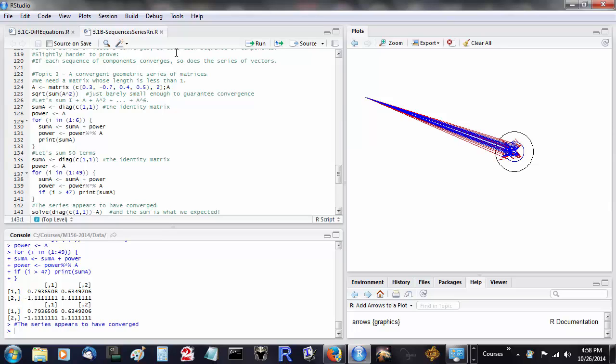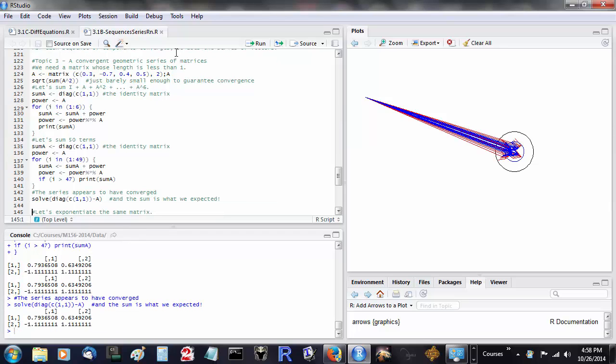What does it converge to? Well, everyone knows the formula for the sum of a geometric series. It's 1 over 1 minus the ratio. So let's take the identity matrix minus A, use the solve function to form its inverse, and what do you know? We get the same thing. So the formula for the sum of a geometric series works even for matrices.